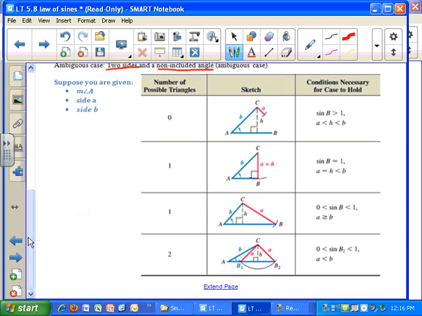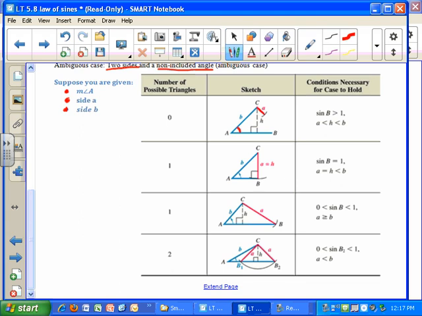So here's this table that you don't have to fill in anything, you just have to understand what it's saying. For all these cases, you're given the measure of angle A and then the side A, so that means you know the angle and the side opposite, and then another side, side B, and it could be side A just as long as you know this angle and the side opposite.